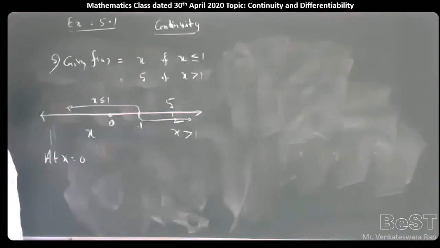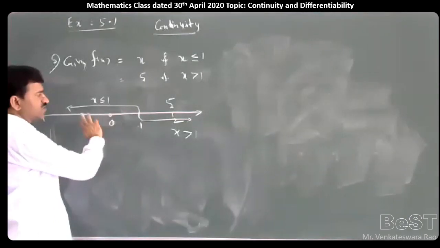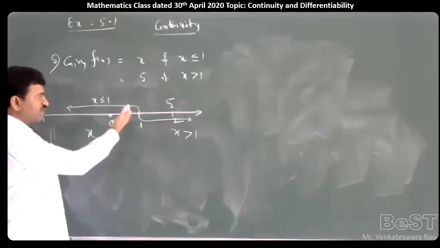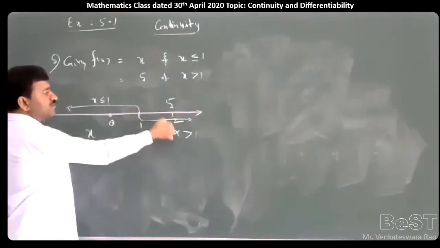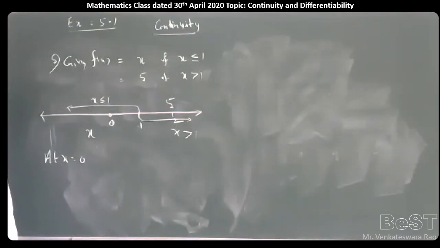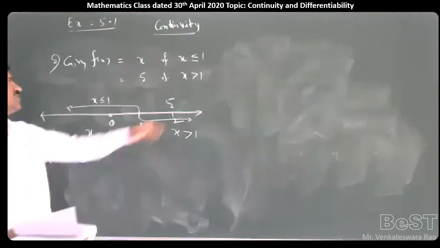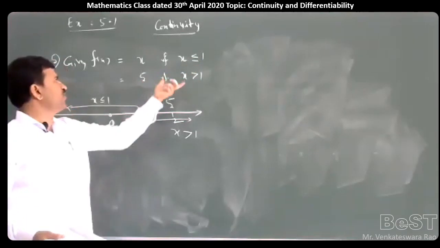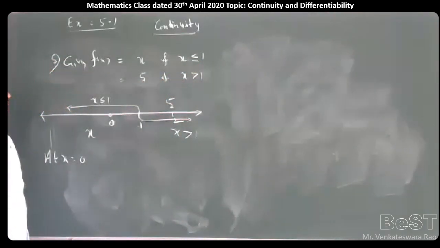It is continuous. At x equals 1, we will find the left limit and right limit because the function is different. At x equals 2, it is a constant function. It is continuous. Okay, one by one. First note down at x equals 0. Given f of x equals x if x is less than or equal to 1, equals 5 if x is greater than 1.